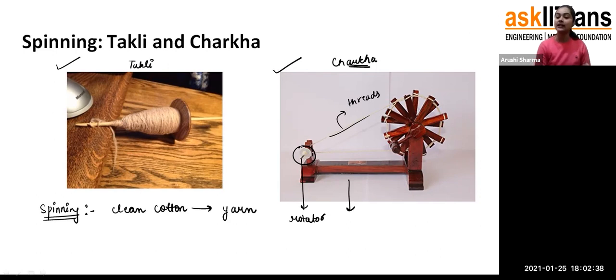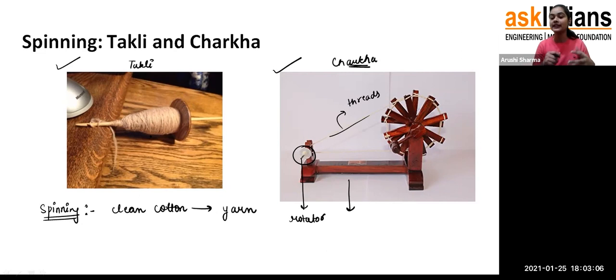Now coming to the takli, you will say, ma'am, you are talking only about the charkha, what about the takli? So yes students, this is the takli. You can see the shape of it is very different. What we can do is either we can just rub it like that so that it can move here and there, and you can see this is the thread present over here. So when you rotate it, the thread gets rolled over it.